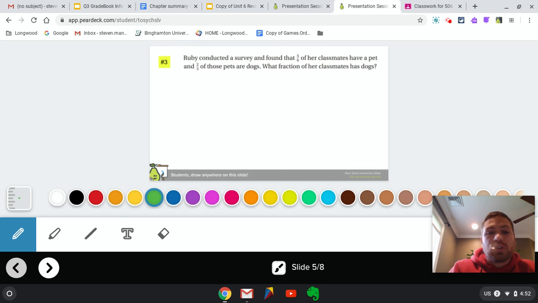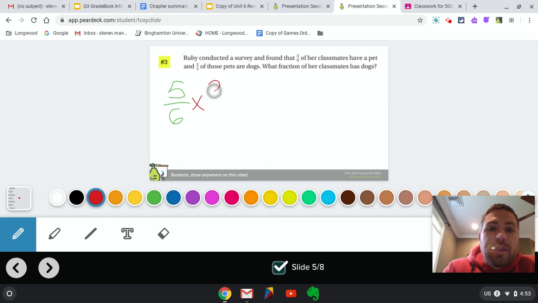So to do that, we have to start with the first fractional piece. They're telling us that 5/6 of them have pets, right? So not everybody has a pet. 5/6 of that class have pets. And then out of the 5/6 group of people, 2/3 of them, their pets are dogs. So to figure out what fractional piece of the class have dogs, we have to multiply the fraction of classmates that have pets by the fraction of those who have dogs, and that was 2/3 of them.